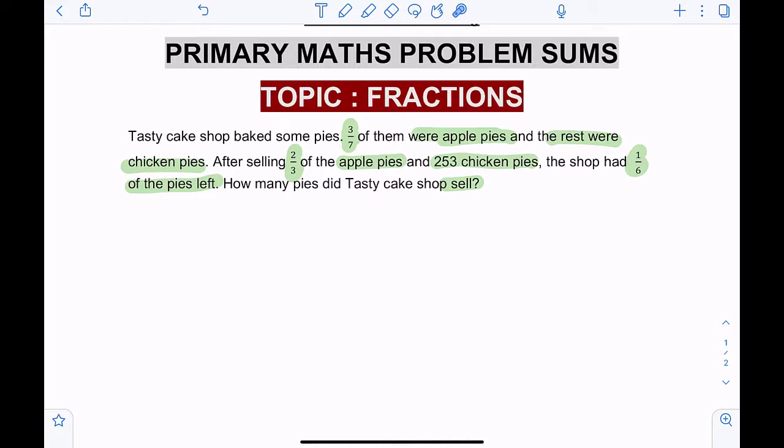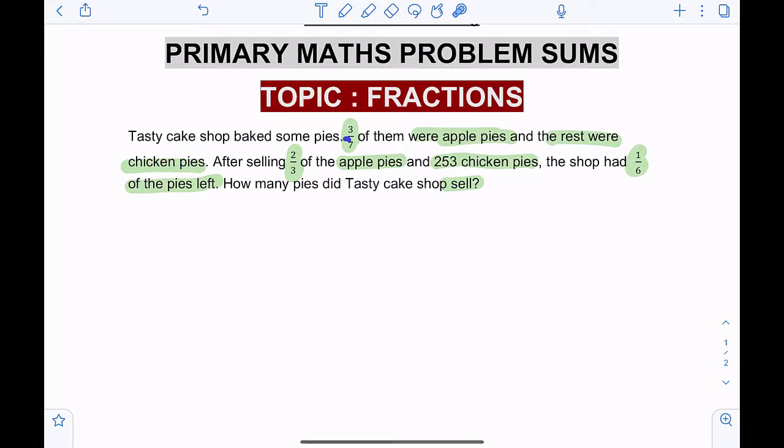Alright, now, from the first fraction that we see, this tells us that Tasty Cake Shop actually has 7 units of pies, out of which 3 will be for the apple pies and the rest means 4. 7 minus 3, that is 4 units, will be chicken pies. So total actually there's 7 units, but at the end of the question, they said that the shop had 1/6 of the pies left.